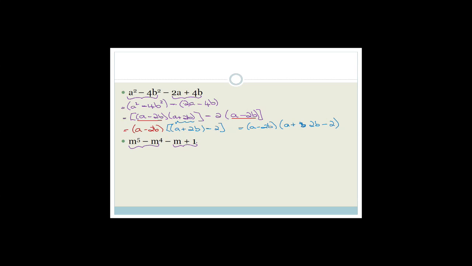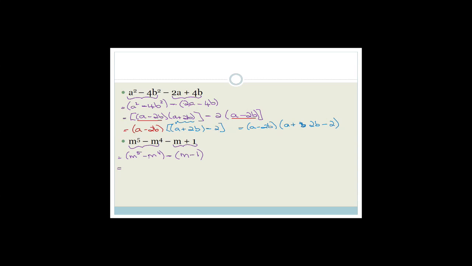So obviously there's no common factor that covers all four letters. Okay. So if we group this, we've got m to the 5 minus m to the 4. And if we take out a minus, what happens? Minus into a minus gives you a plus m, and minus into a plus gives you a minus 1.